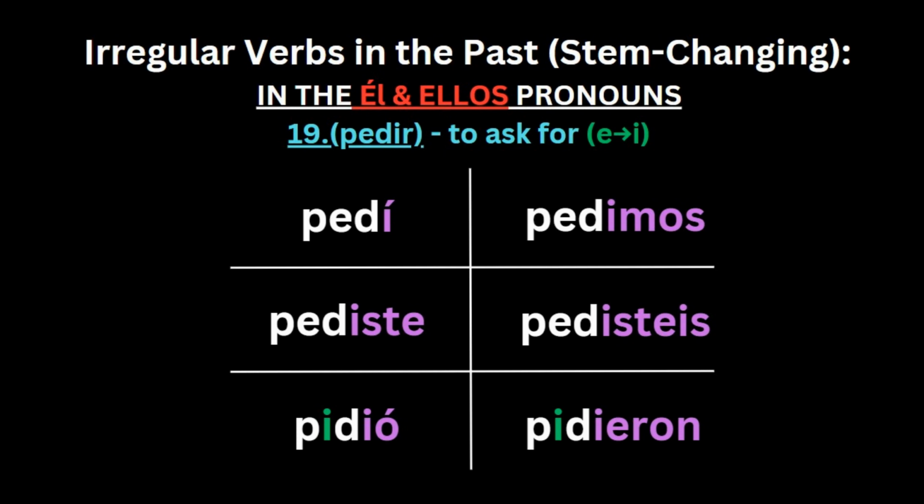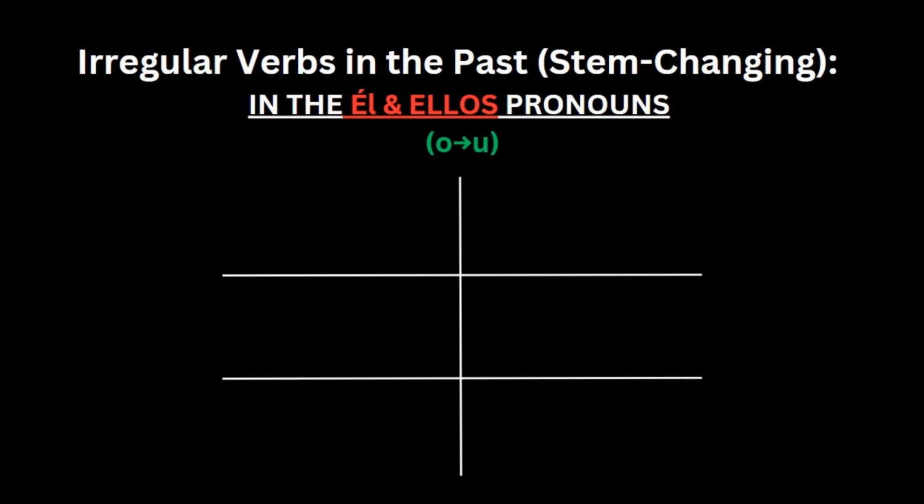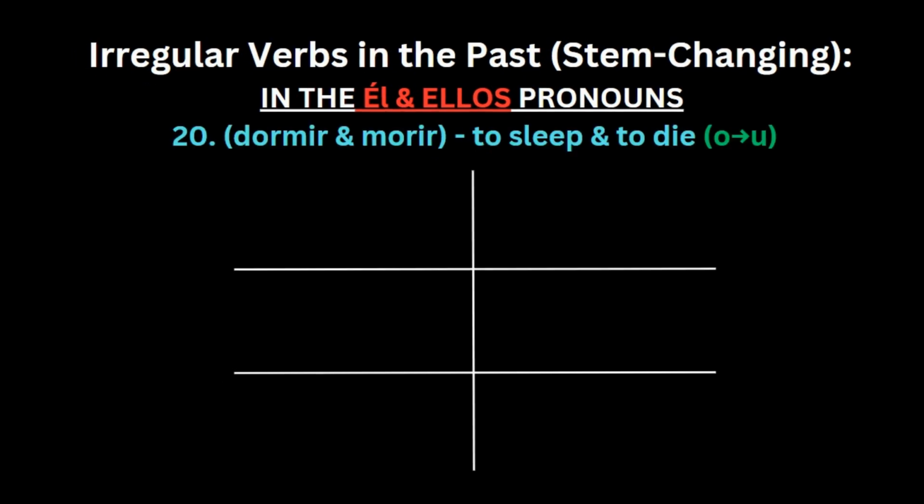All of these verbs are useful to know rather than to use, and the only thing you should know about them is that they change their stems from to e only in the él and ellos pronouns in the past simple tense. Next up, there are stem-changing verbs going from o to u, and as far as I know, there are only two of them in Spanish, and these are dormir and morir, meaning to sleep and to die.